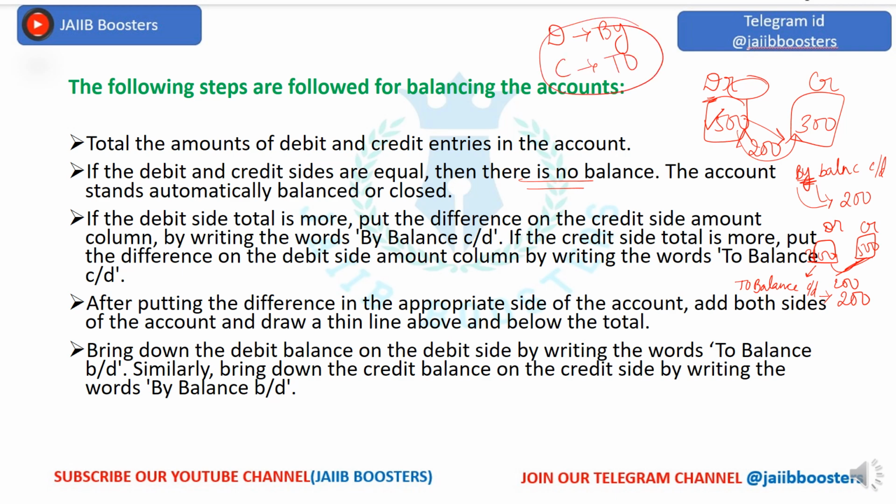Just remember this. After putting the difference in the appropriate side of the account, add both sides of the account and draw a thin line above and below the total. Means, after writing all this, we have to just total the amount. Bring down the debit balance on the debit side by writing the words "to balance b/d". Similarly, bring down the credit balance on the credit side by writing the words "by balance b/d". That's it. Next, go to the next slide.